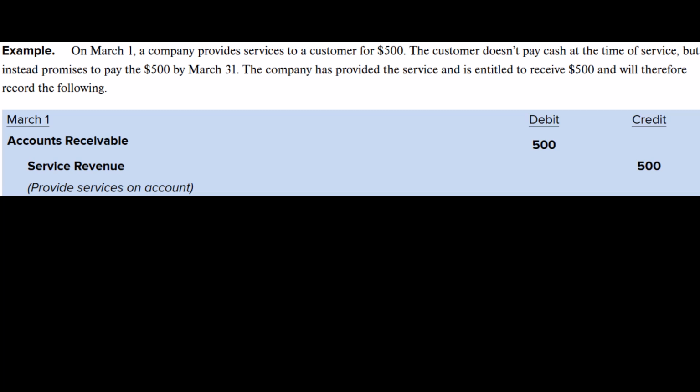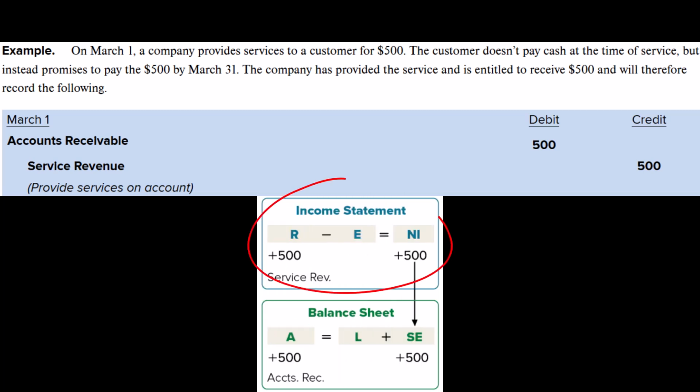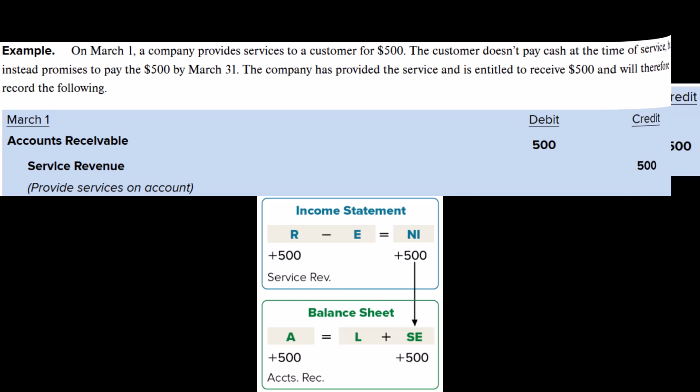This single entry has an immediate impact on the financial statements. On the income statement, revenues increase by $500, which increases net income. On the balance sheet, the asset accounts receivable increases by $500, and this increase flows through net income to increase stockholders' equity, keeping the accounting equation in balance.